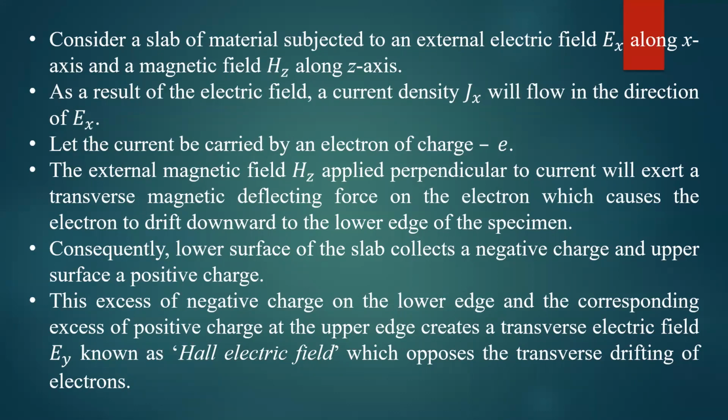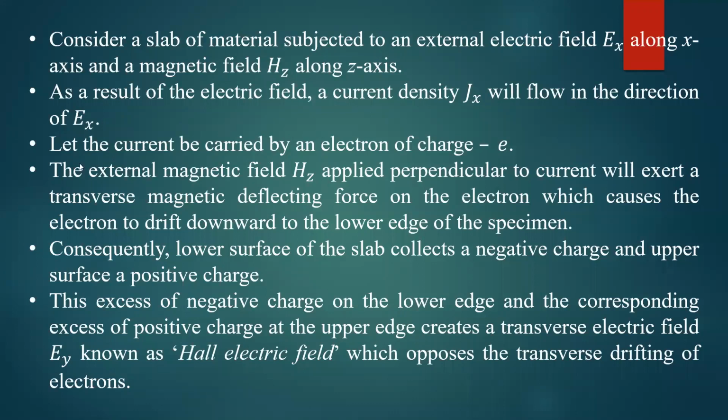As a result of the electric field, the current density Jx will flow in the direction of Ex. So when you apply the voltage by means of electric field, the current will flow. We will consider the current density Jx, that is nothing but current per unit area of cross section. Jx will flow through the material in the x direction. So Jx is nothing but I divided by area A, current per unit area. Jx is taken because current is flowing along x direction.